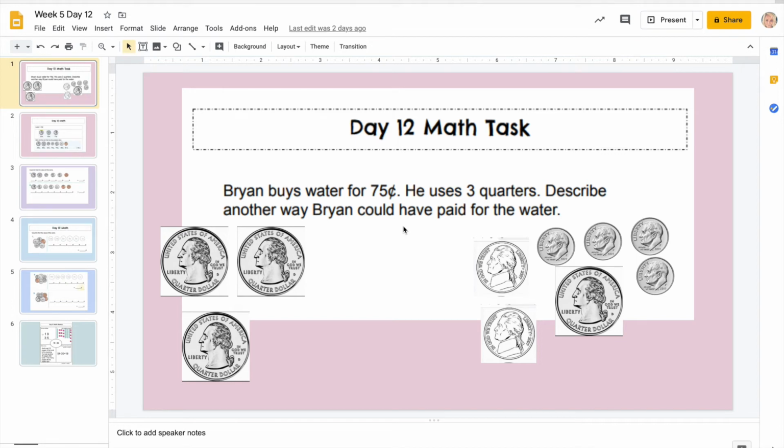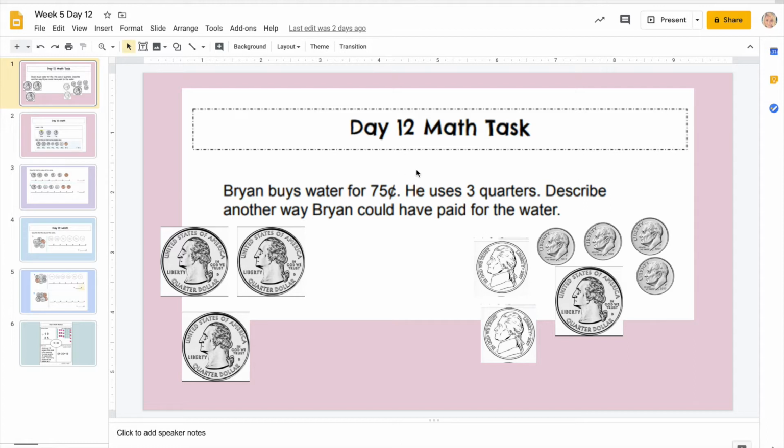Good morning and happy Wednesday. Today we are going to be going over our day 12 math. We're going to have a math task, a little bit of refresher on money, and then end it with fluency practice. So let's go ahead and get started.